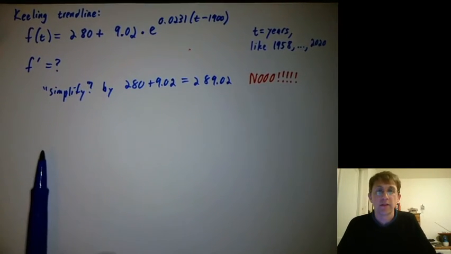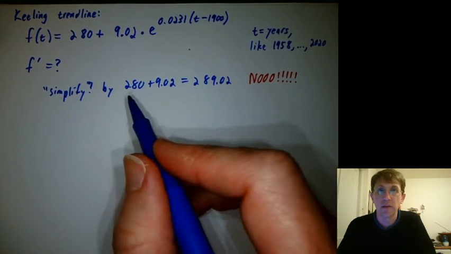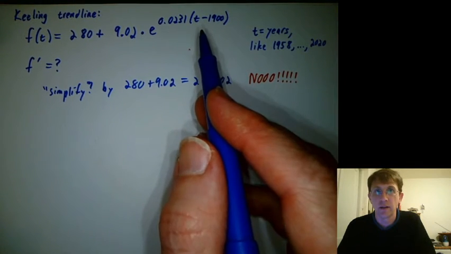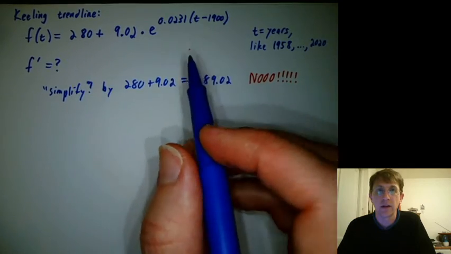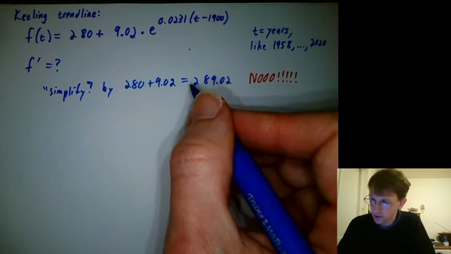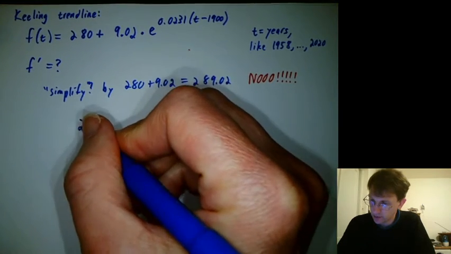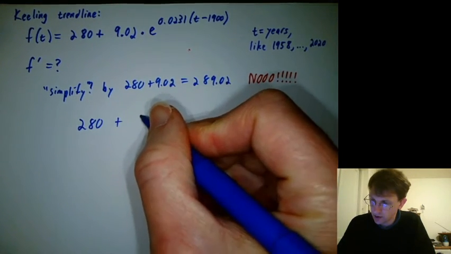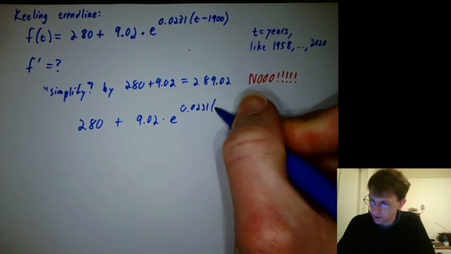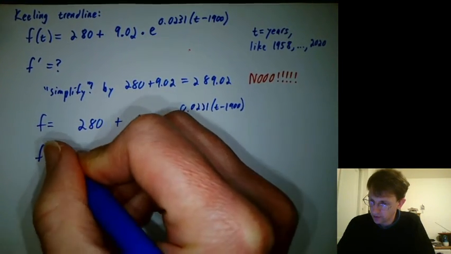That is a classic thing a lot of people try to do because they've been trained to simplify as much as possible, but this doesn't actually work because the 9.02 has something multiplying it, and the 280 does not have that, so these aren't like terms. You can't combine them. So instead of trying to combine them first, we should just live with them because we can't combine them. Let's write the individual terms. 280 plus 9.02 e to the 0.0231 (t minus 1900). And then, so that's our function, the derivative.